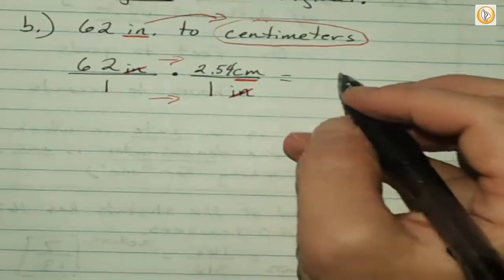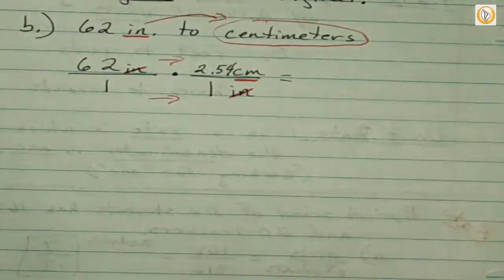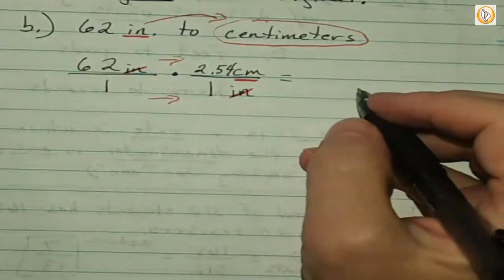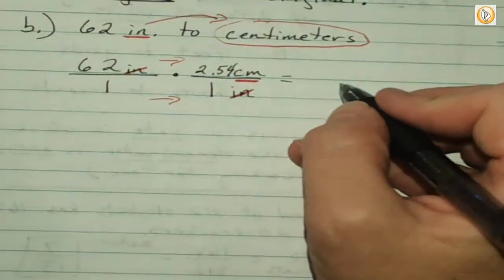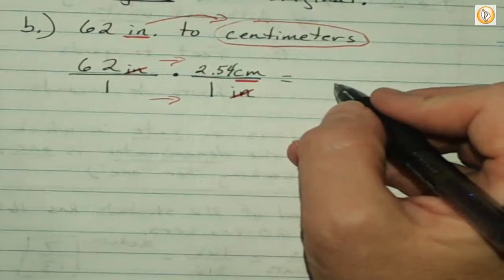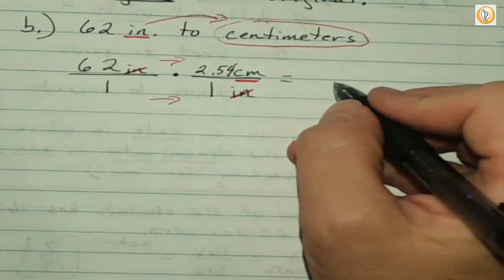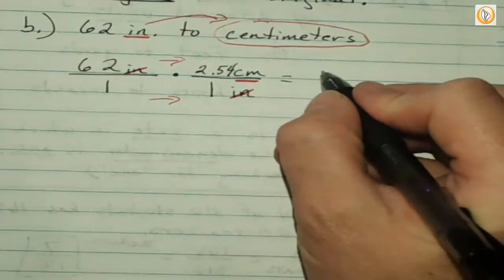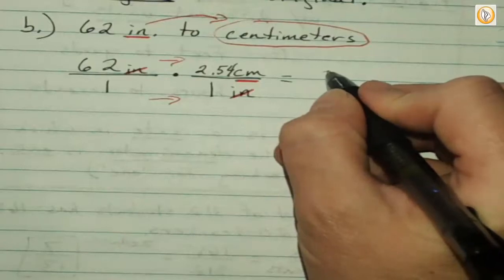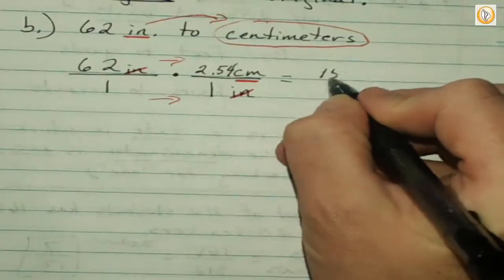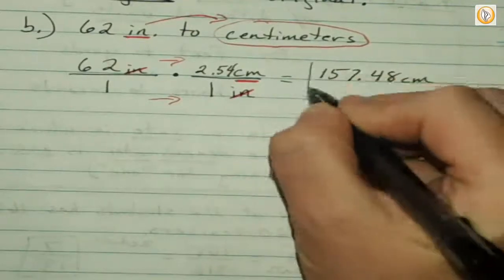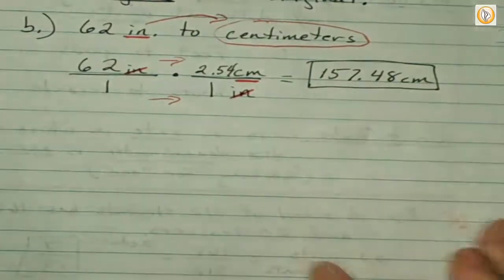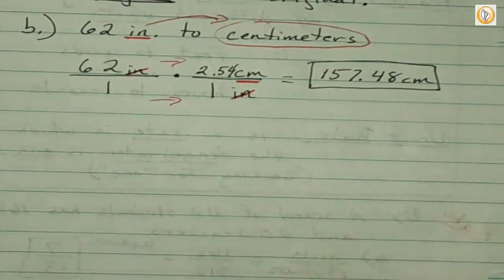Well, you're going to have to on your homework, so you might as well try to figure it out right now. Gabby? 157.48 centimeters. Very good. Any questions?